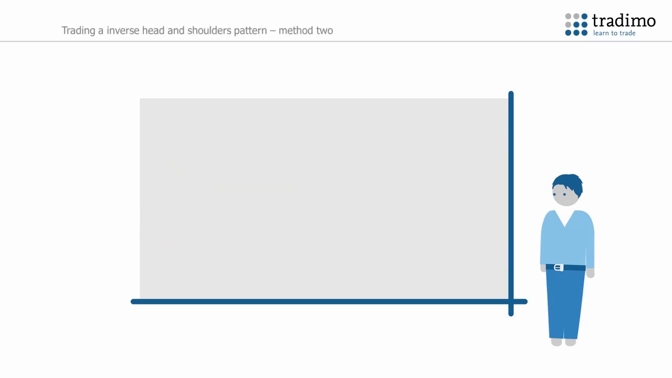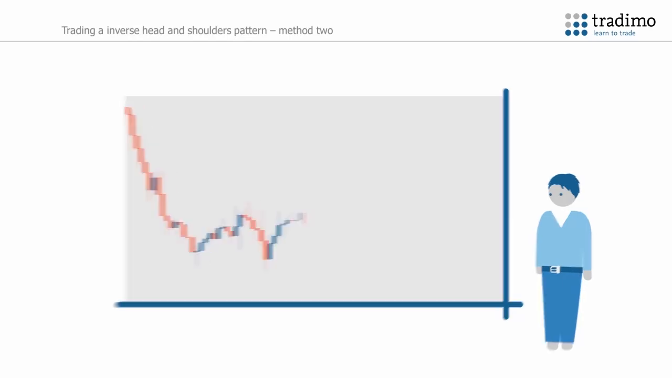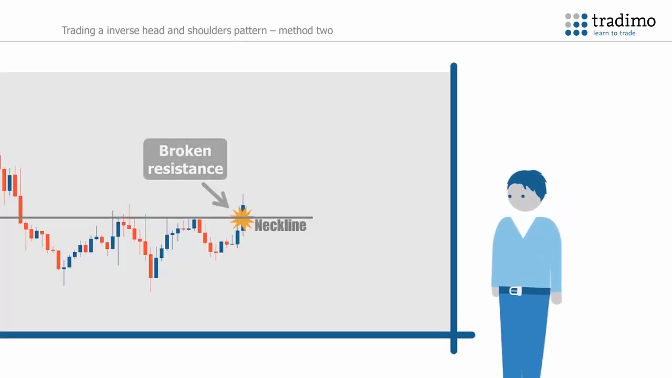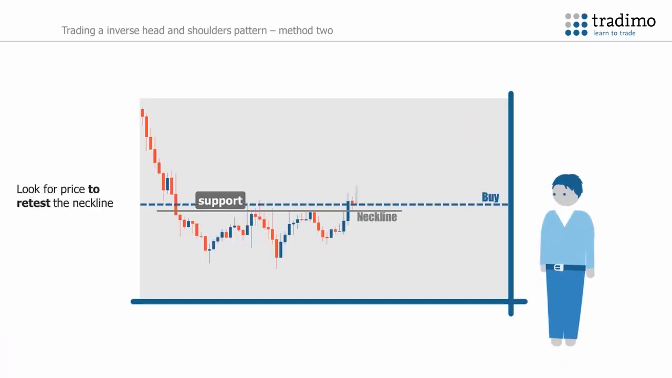Another way to trade the inverse head and shoulders pattern is to wait for price to break and close above the neckline, as in the first example. This is noted as broken resistance. However, instead of entering after the close of the candle, look for price to retest the neckline before buying, as this level is now seen as support by many traders.